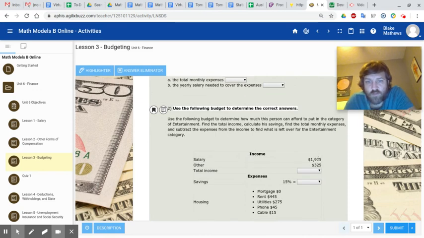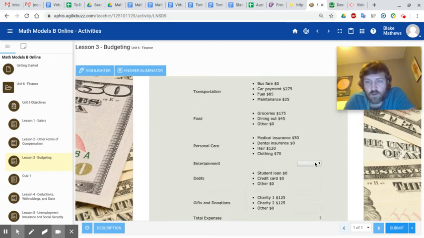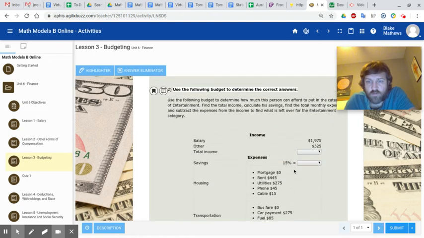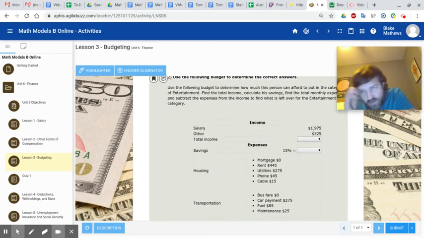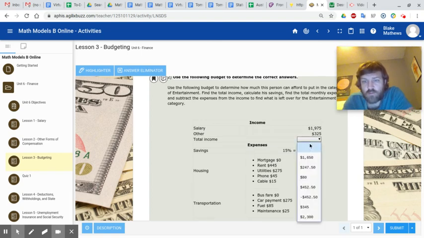The problems that follow are a very similar idea, just slightly different. A lot of it is common sense. For instance, in this one, they want to know how much the person can afford to put in the category of entertainment. First, notice they've already added up a lot of stuff for us. We're going to first add up salary and other to find the total income. So the total income is 2,300. That one's easy.